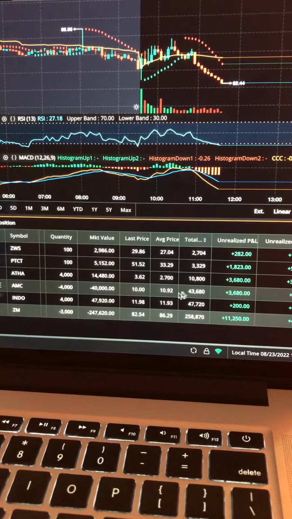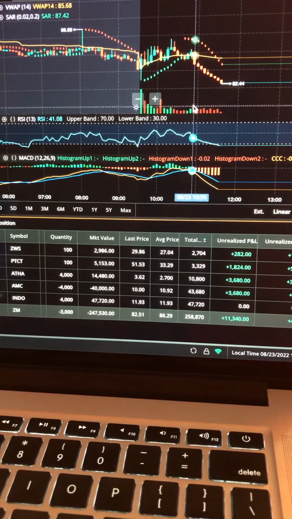Holding AMC from a swing from yesterday at 10.92, now 90 cents in the money, all right?